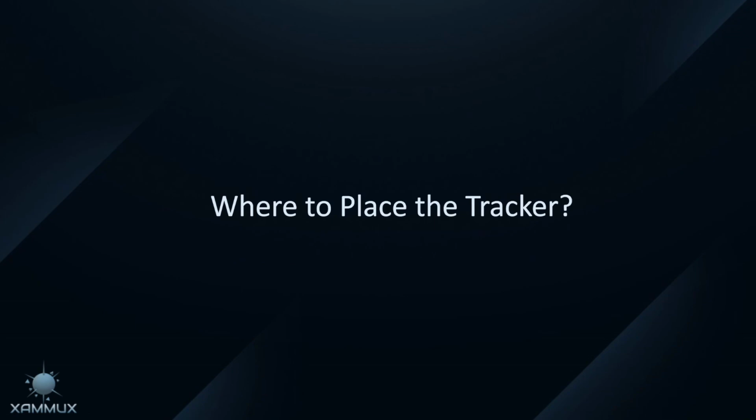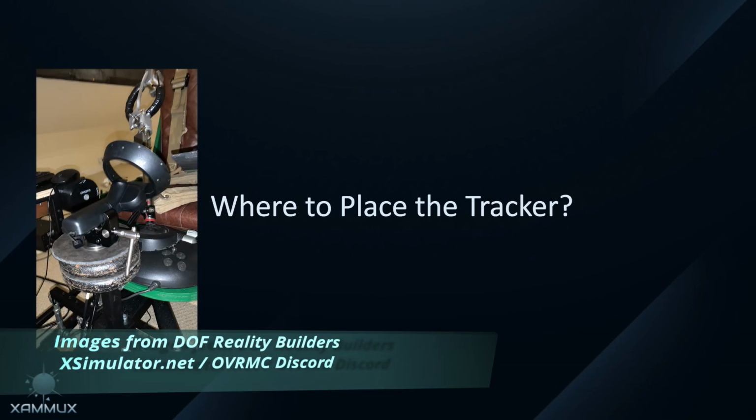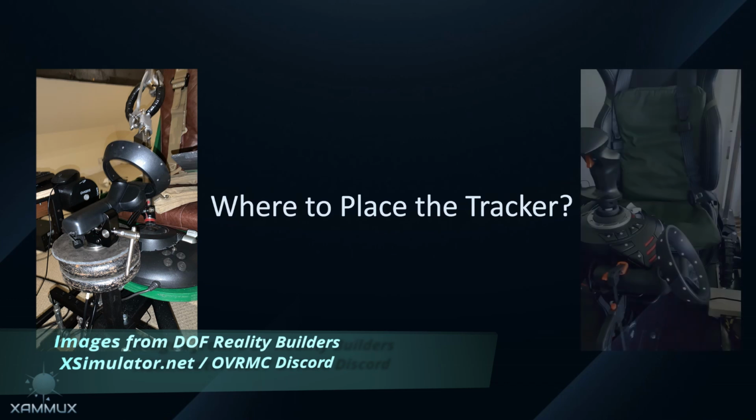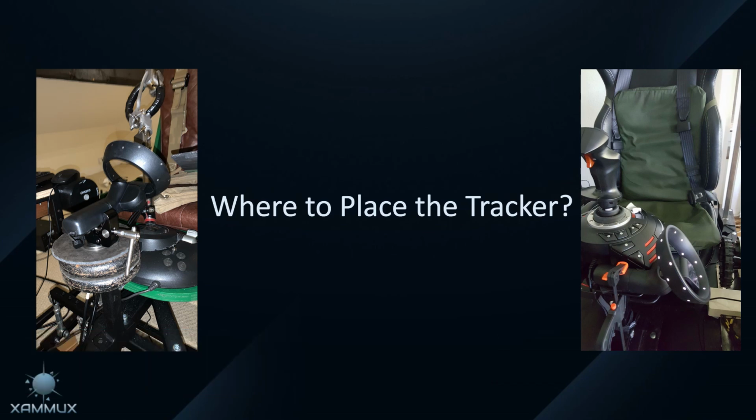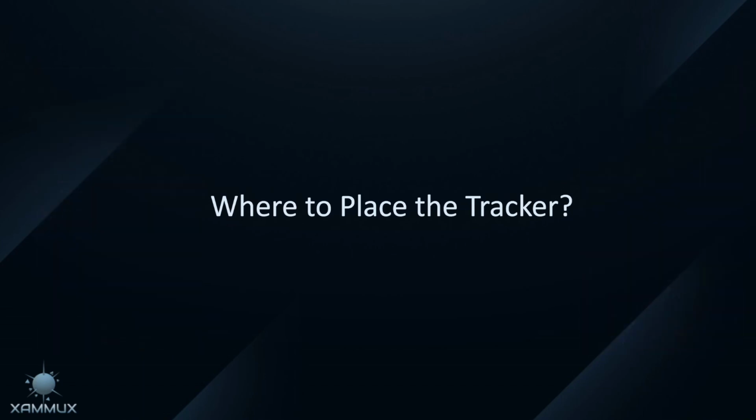Next, where do you place the tracker? Well, if you have a Windows mixed reality headset like the Reverb, you want the tracker to be in view of the cameras and mounted to the platform, so usually in front of you works best. If the camera loses sight of the tracker, you'll see the VR image drift or suddenly snap back into alignment as it finds the tracker again.